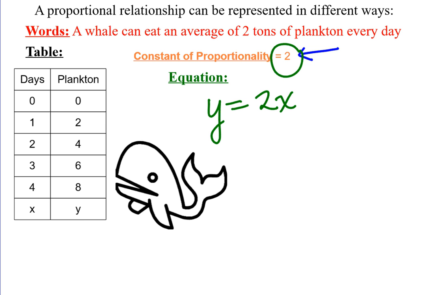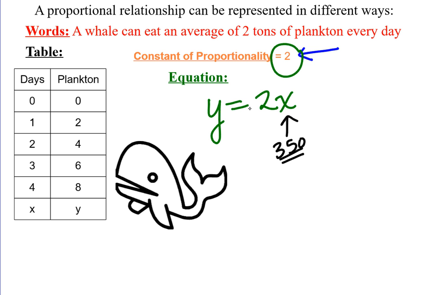So if I wanted to know what was going to happen on the 350th day, all I have to do then is put 350 into that x, multiply it by 2, and I would know that 700 tons of plankton would have been eaten by that whale after 350 days.